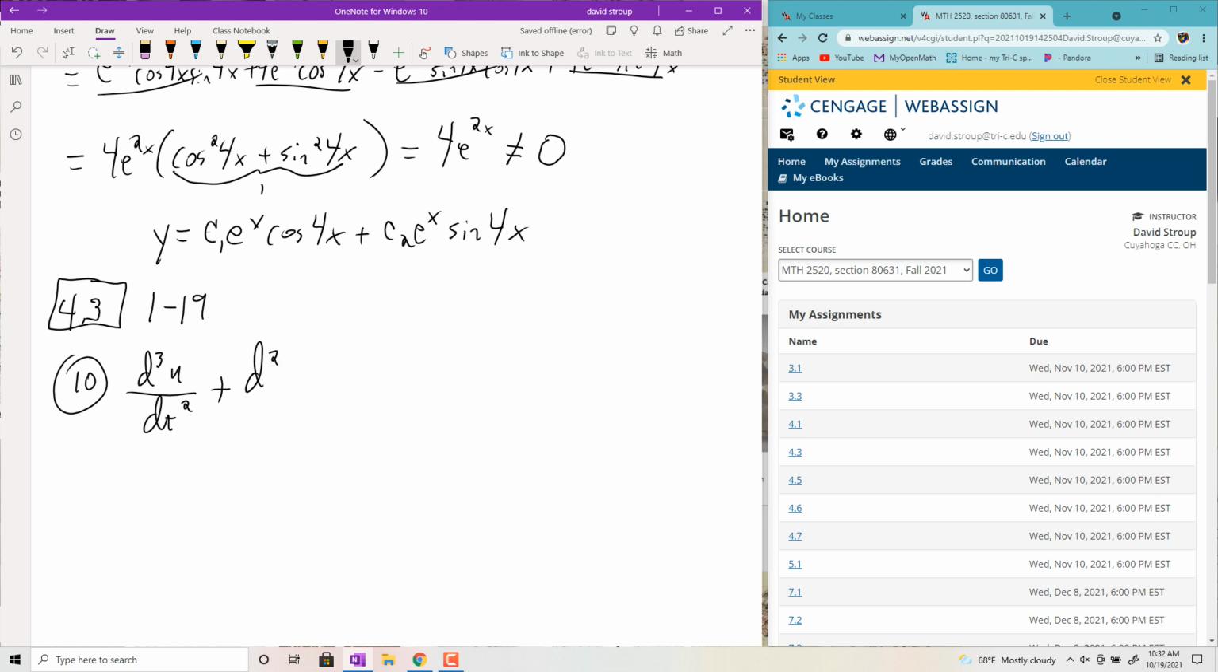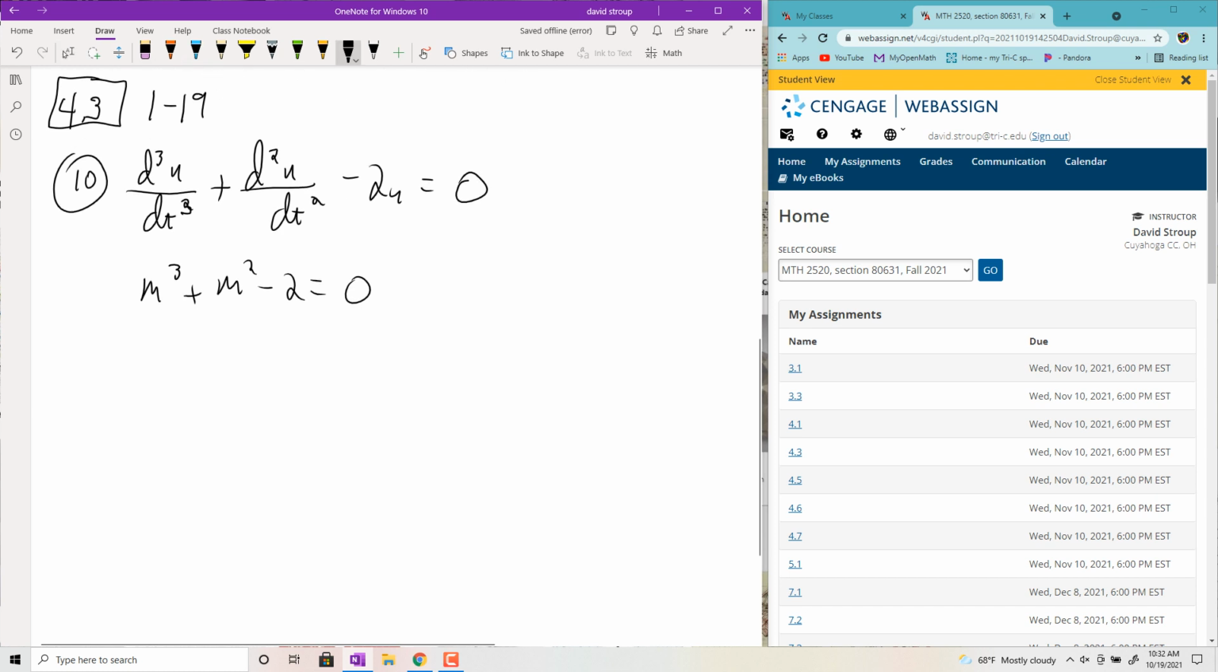So anyways, let's take a look at this guy. Equals 0. So you want to form your auxiliary equation, sometimes called the characteristic equation. So m cubed plus m squared minus 2 is 0. And this thing you've got to factor, right? So you can do synthetic division. Usually I just look at it and kind of guess. So if I put 1 in for m, I'm pretty sure it's going to be a solution. But I still need to be able to factor this thing, right?